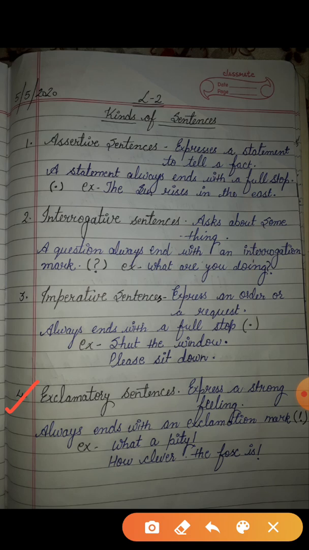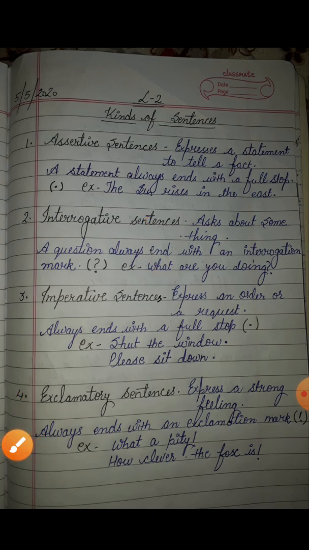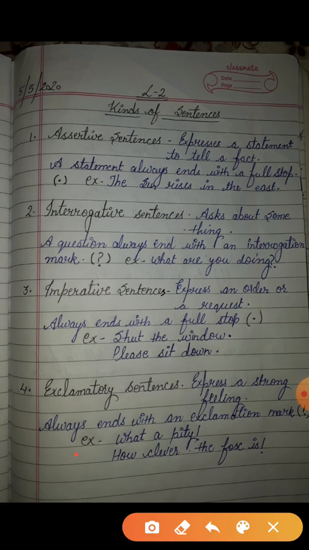Students, here exclamatory sentence always ends with an exclamation mark. Exclamation mark here I have made like this. This is the exclamation mark. The examples of exclamatory sentences are here: What a pity! And how clever the fox is! At the last, exclamation mark is there.